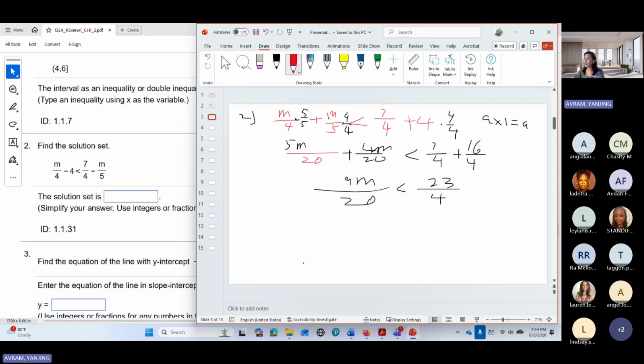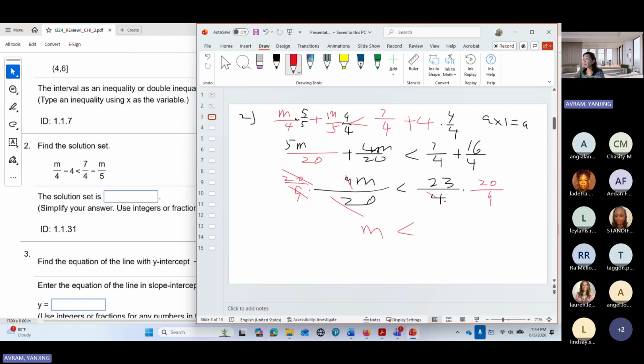To solve for m here, you need to multiply by the reciprocal of this one, right? So this is 9 over 20. I need to times 20 over 9. And same thing, you need to times 20 over 9, the same number on both sides. Okay, so now the 20 cancels out, the 9 cancels out, so you have an m. All right, and this one you don't need to simplify.